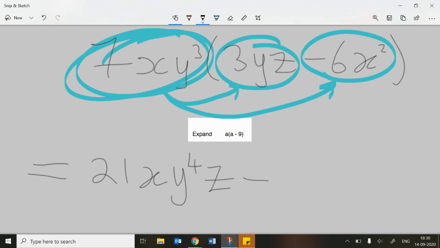I'm going to do the takeaway again. And then 7 times 6 is 42. x times x squared gives us x cubed. And then we've got y cubed and no y's there, so we've just got y cubed. So that's the final answer in this case. That's as hard as it's going to get with multiplying out single sets of brackets.